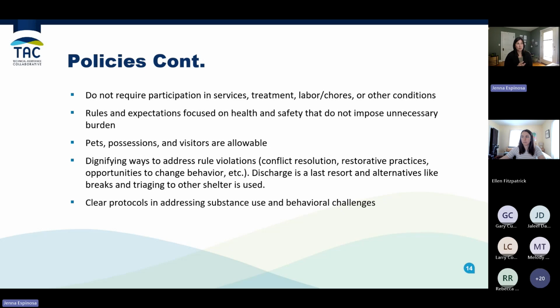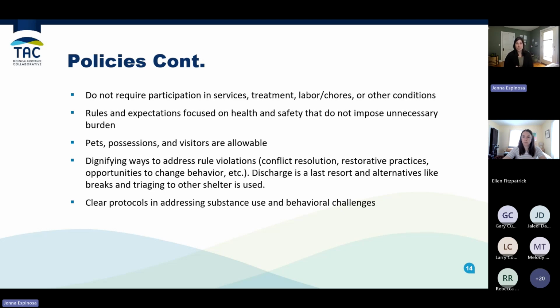Rules and expectations focus on health and safety and not to impose unnecessary burden. And that's really the theme of what these policies are talking about. So we've seen communities who go through this shelter transformation process and really look at their policies with that specific lens. Like, is this policy necessary for supporting the health and safety of people staying here, of staff, of the organization? And if not, is there a way to adjust it to reduce the barrier or remove it altogether?